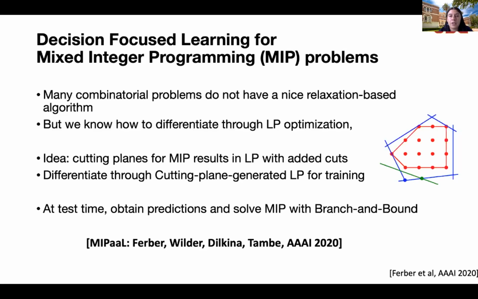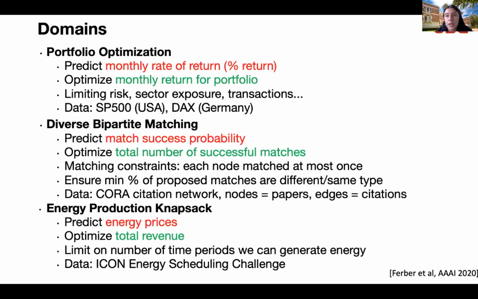Okay, so let's see how this works. We evaluated this on 3 real-world data sets. Well, one, I guess, is semi-real-world. The first real-world data set was portfolio optimization, where we are trying to predict the monthly rate of return. And then with these predictions, we want to optimize our portfolio of investments to maximize this return, subject to constraints like limiting risk, sector exposure, transactions, etc. And we used real data from the S&P 500 from the USA and the DAX index from Germany for that setup.